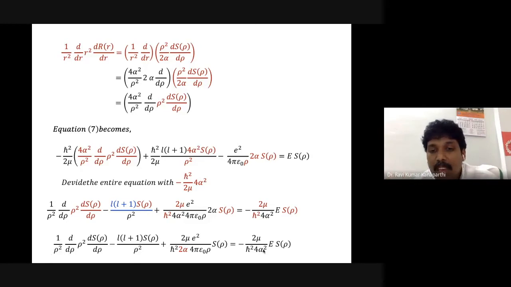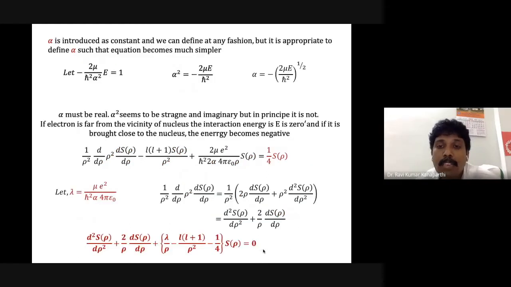Therefore, the right hand side becomes minus 1/4 S of rho. That is the quantity. Next, in this expression I can see that there are a lot of constants. Mu is the reduced mass, and then the charge, and then h cross square is a constant, and this is a constant. This entire thing is constant.